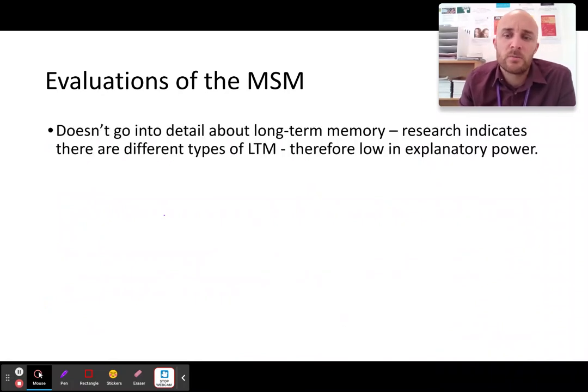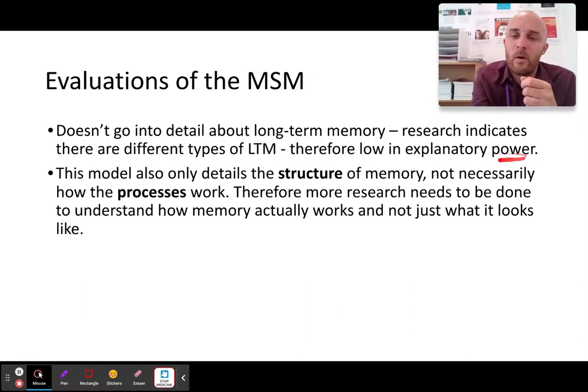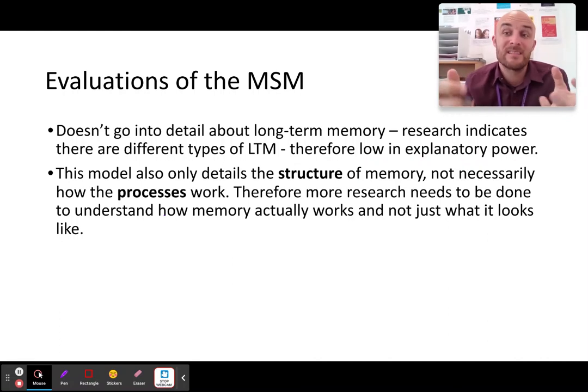The problem with this one to begin with is that it doesn't really go into how the memories work. And this kind of leads into the second point. This model only really talks about the structure of memory, what it looks like. It does not go into a grand amount of detail about how it works. So therefore, it's quite low in explanatory power. What is a consequence of it not being able to explain this? It's quite low in explanatory power. What we mean by that is it fails to fully explain the phenomena that it is trying to talk about.